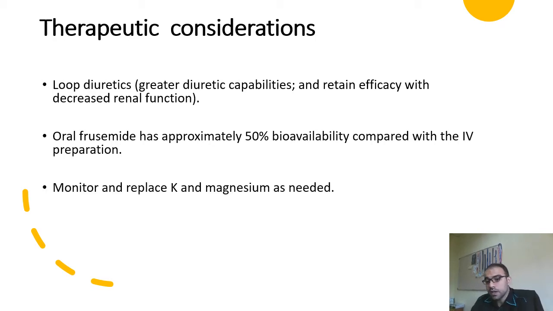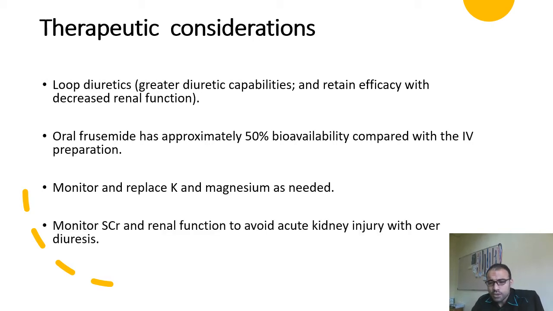The impact of diuretics on electrolytes and maintaining the balance through monitoring, keeping an eye on the potassium and magnesium levels, is needed. Monitoring of the renal function to assure the balance and to avoid overdiuresis and the resulting AKI is also one of the main important therapeutic considerations while giving the patient diuretic therapy.